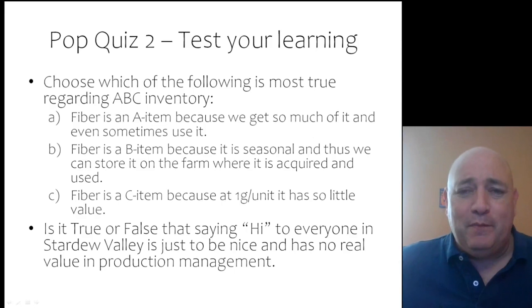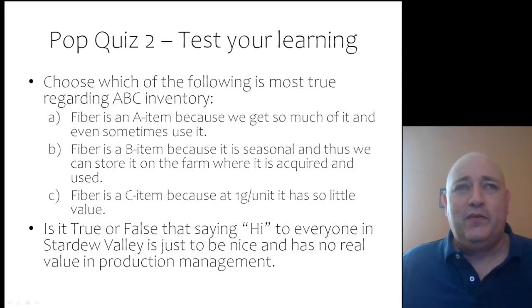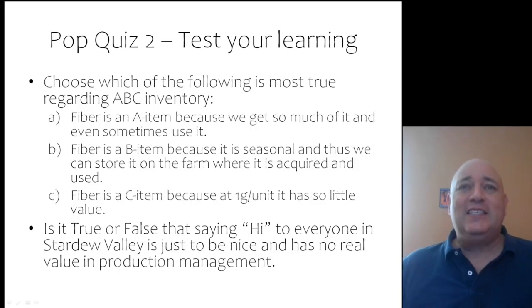So let's just get to the questions then. Pop quiz number 2 from episode 35. Choose which of the following is most true regarding ABC inventory. A, fiber is an A item because we get so much of it, and even sometimes we end up using it. B, we could say that fiber is a B item because it is seasonal, and thus we can store it on the farm where it is acquired and used. Or C, fiber is a C item because at such a cheap value, 1G per unit, it has so little value, we don't care. And that automatically makes it a C item.